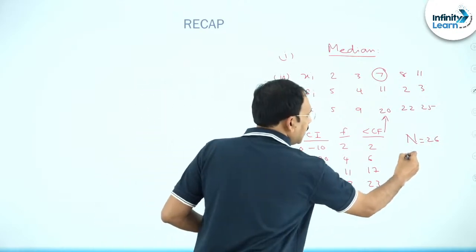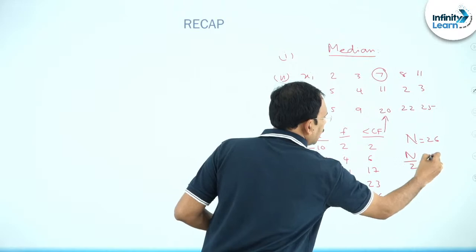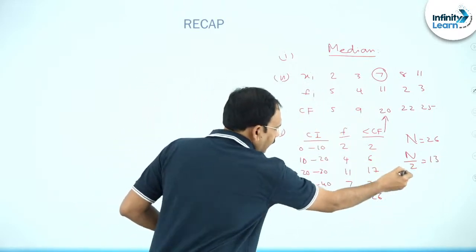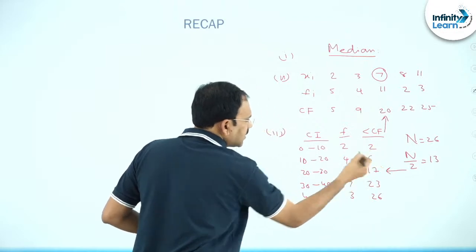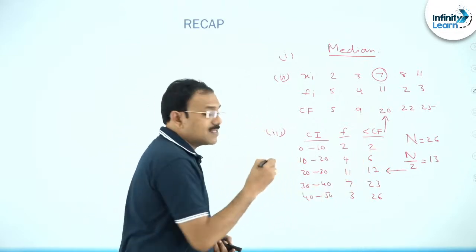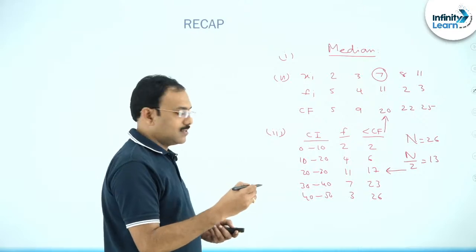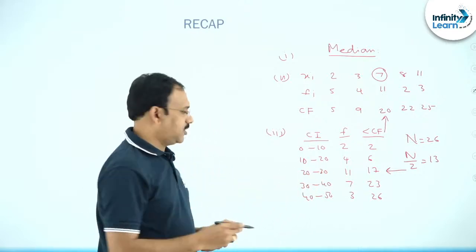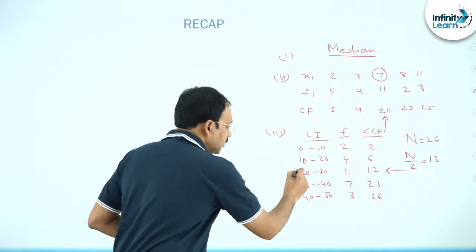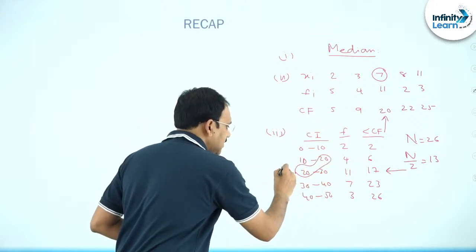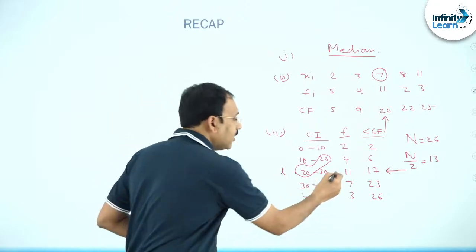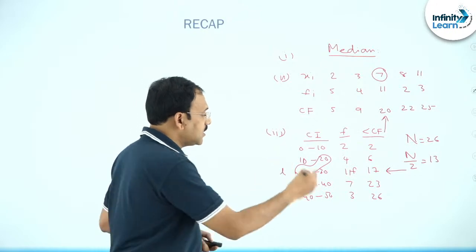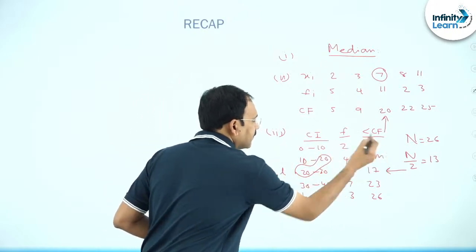Then just see, the middlemost item, n by 2, is 13. So 13 is present first time here, after 2, 6, 17. This class is called the median class. So your answer is going to be between 20 and 30, for your kind information. Now, the lower boundary of this class is L and the frequency of this class is F. The cumulative frequency just above this is M, right.